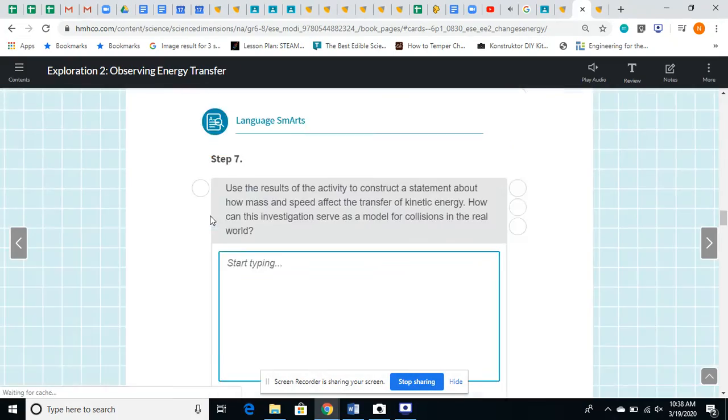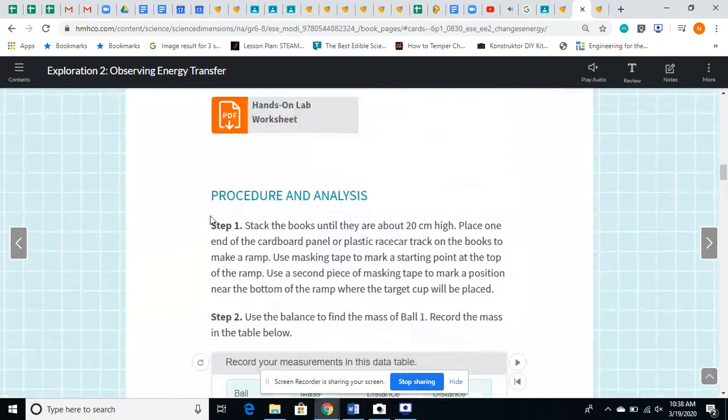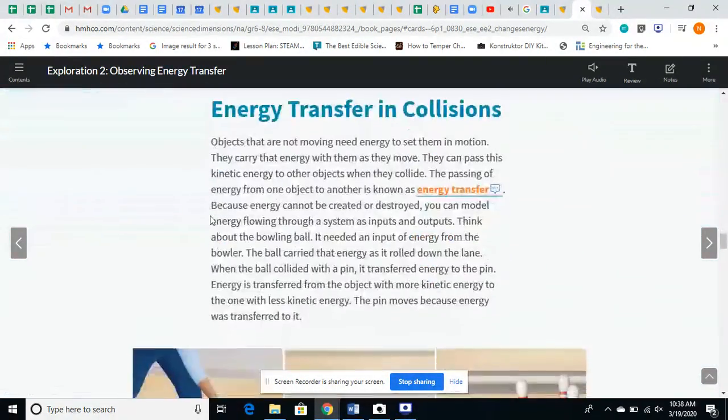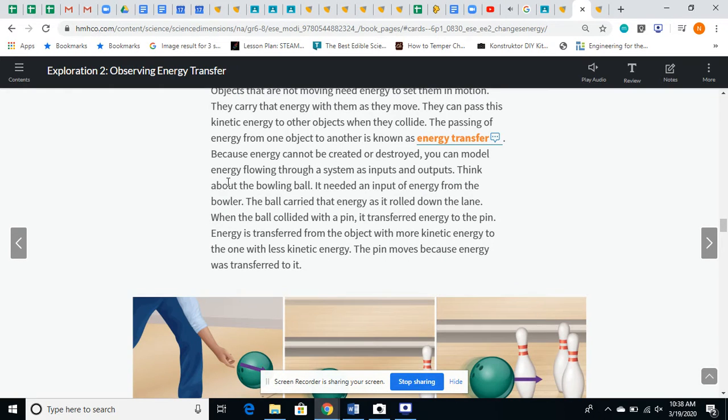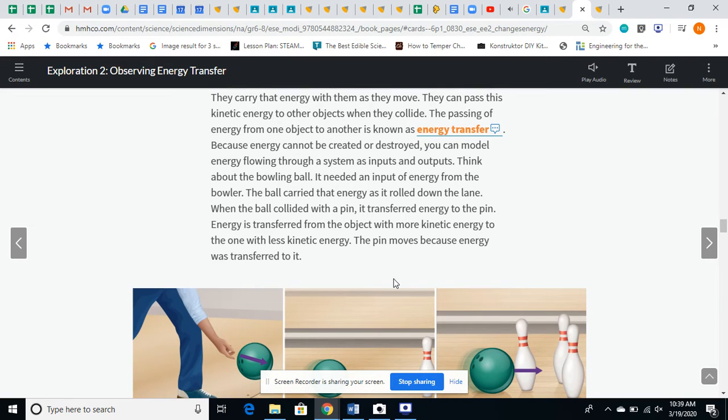Energy transfer in collisions. Objects that are not moving need energy to set them in motion. They carry that energy with them as they move. They can pass this kinetic energy to other objects when they collide. The passing of energy from one object to another is known as energy transfer. Because energy cannot be created or destroyed, you can model energy flowing through a system as inputs and outputs.